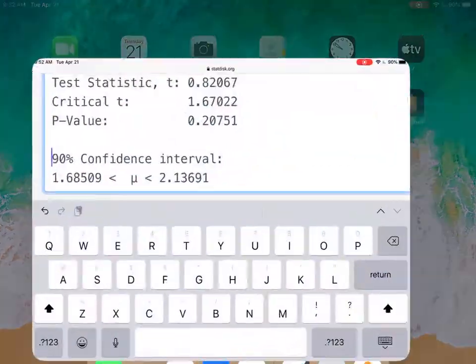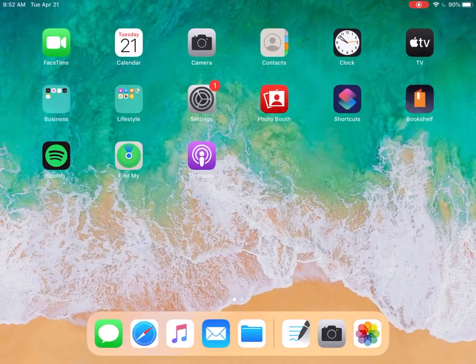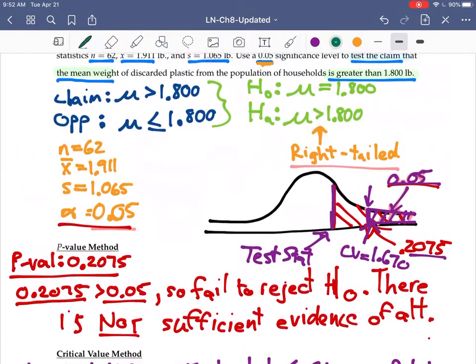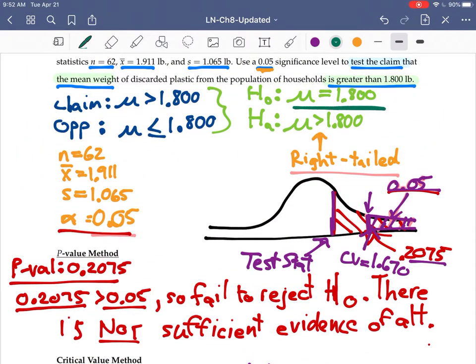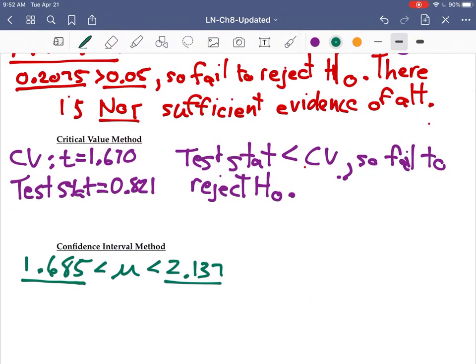So we identified our confidence interval. Since our confidence interval, this interval from 1.685 to 2.137, contains this hypothesized mean, the mean that's in our null hypothesis, 1.800, it is reasonable to believe that the mean is 1.800. We do not have evidence of the alternative.